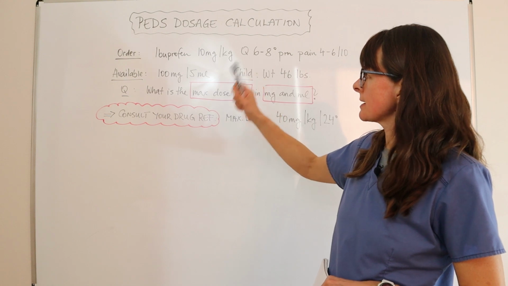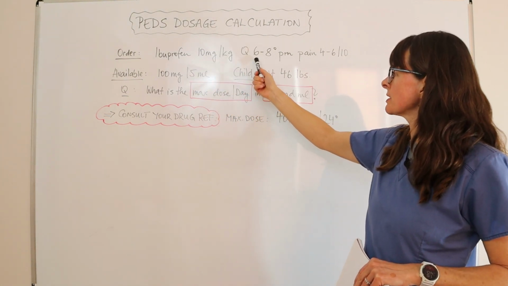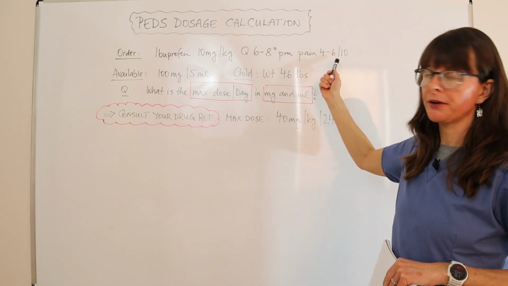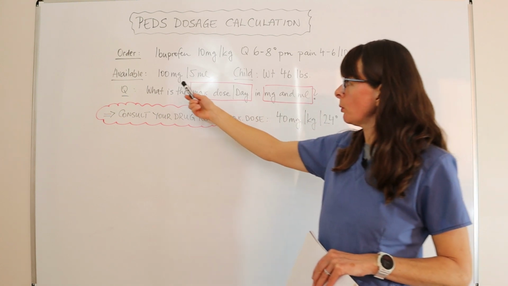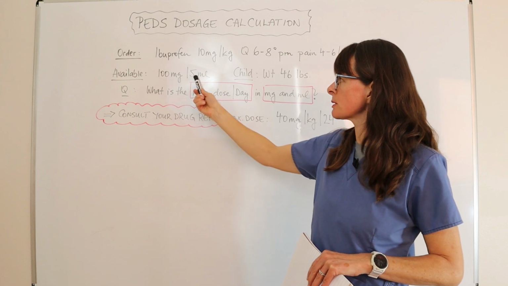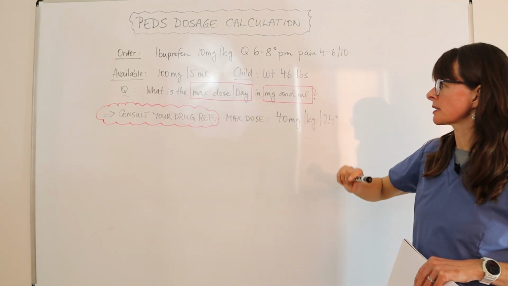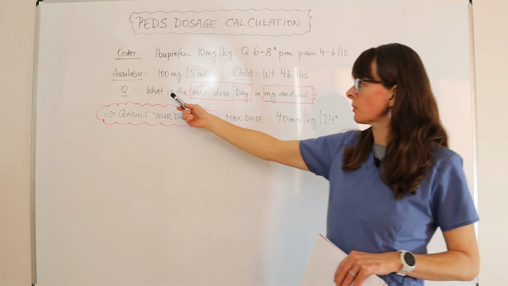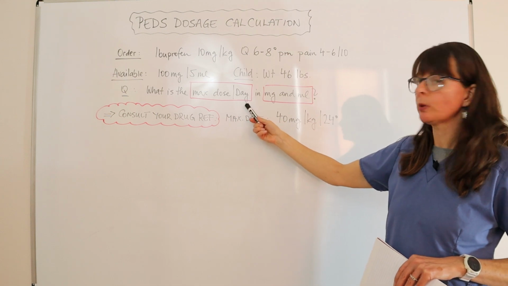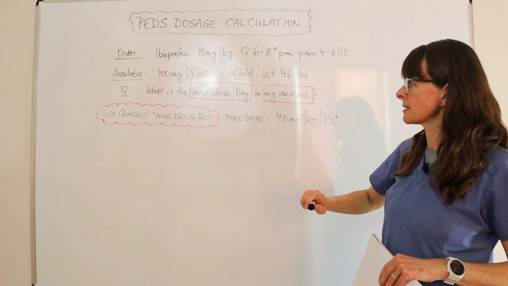So in our example here, we have an order for ibuprofen 10 milligrams per kilo every 6 to 8 hours as needed for a pain level 4 to 6 out of 10. Available we have in our stock dosage of 100 milligrams per 5 milliliters, and our child weighs 46 pounds. Now the question is, what is the maximum dose per day we can give to this patient in milligrams and milliliters?